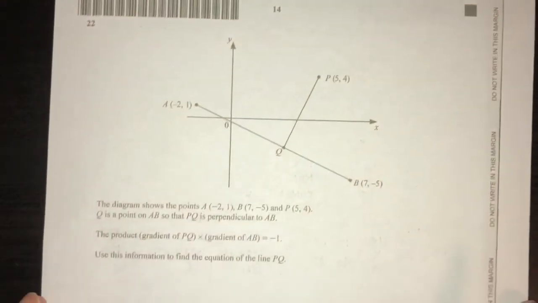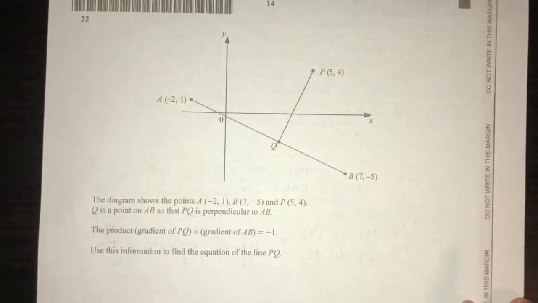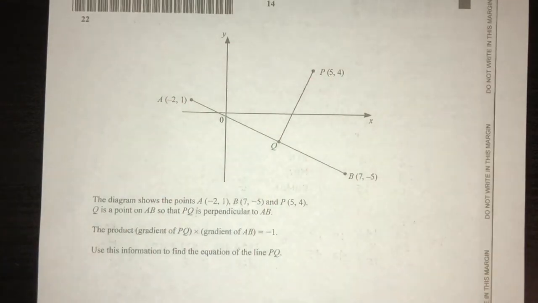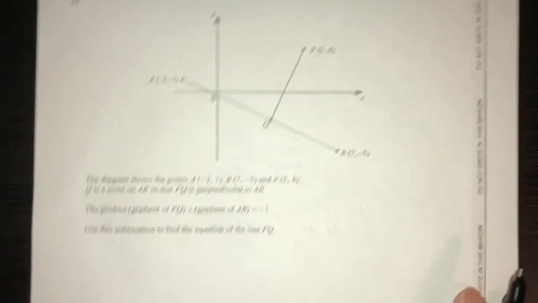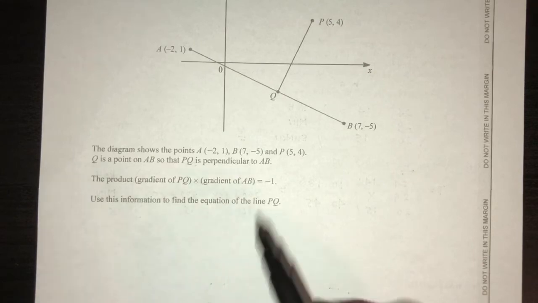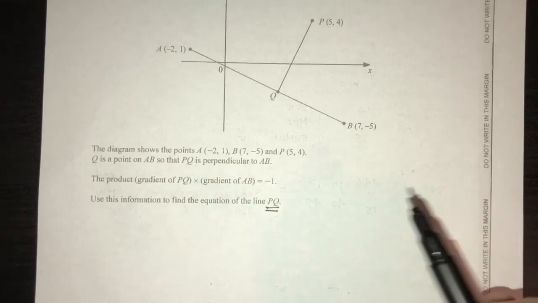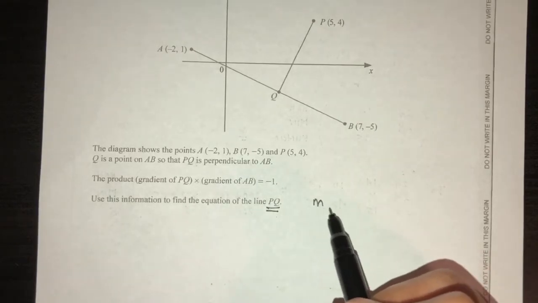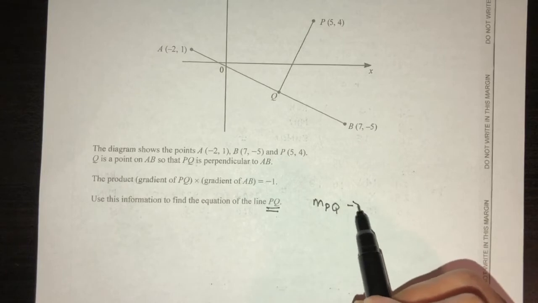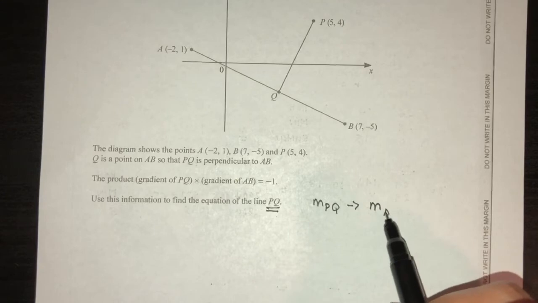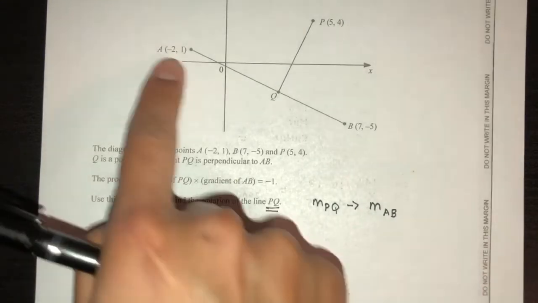Let's move on to question number 22. So the diagram shows the points A, B, and P. Now we have Q is a point on AB, so that PQ is perpendicular to AB. So we have to use this information to find the equation of line PQ. So pretty easy. To find the equation of a straight line, you first have to find the gradient of the straight line. But here, to find this value, we have to first find the gradient of AB, which can be found by using these 2 points.